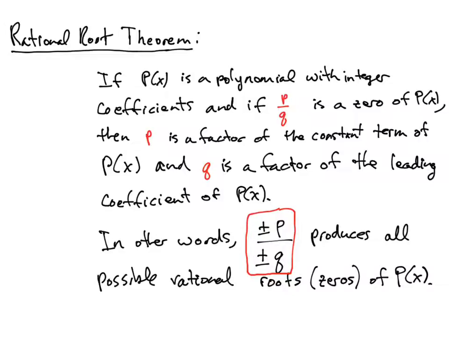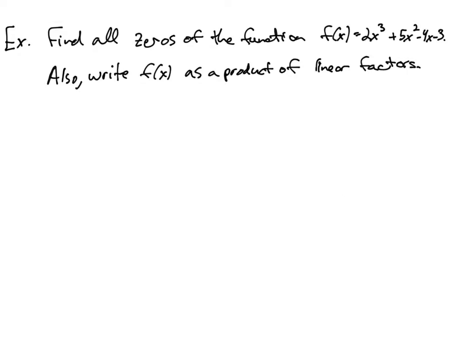Now this is a lot of math language, but hopefully it will become clear when we look at this first example. The example says, find all zeros of the function f of x equals 2x cubed plus 5x squared minus 4x minus 3. Also write this as a product of linear factors. A couple things to notice before we get going: first, because this is degree 3, there are going to be 3 zeros. So we're going to find 3 zeros.